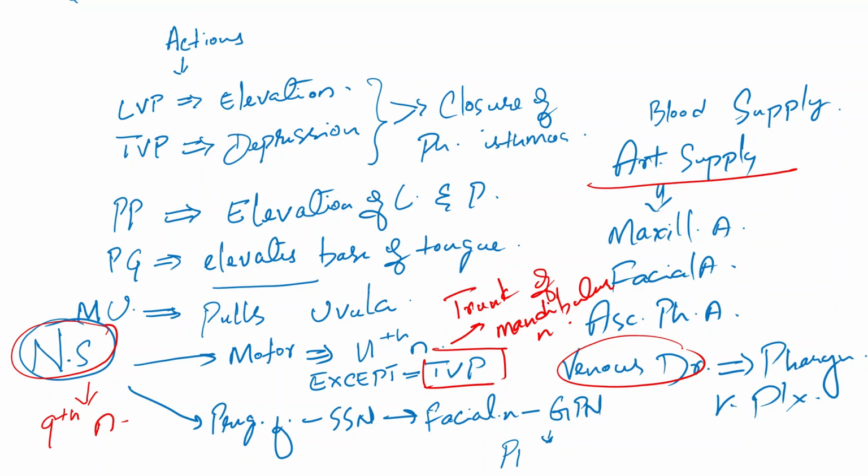So this is the end of today's video. We have studied the soft palate in detail today: the muscles of the soft palate and the attachments of the soft palate. We have also looked at the nerve supply, the blood supply, and the lymphatic drainage of the soft palate in this video. Thank you.